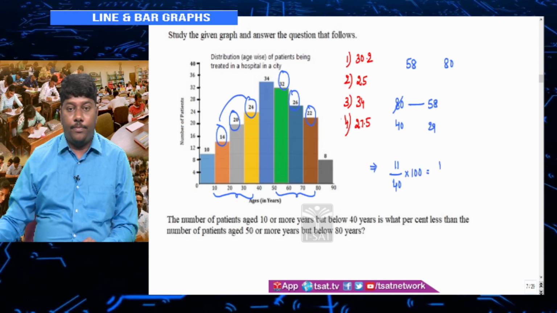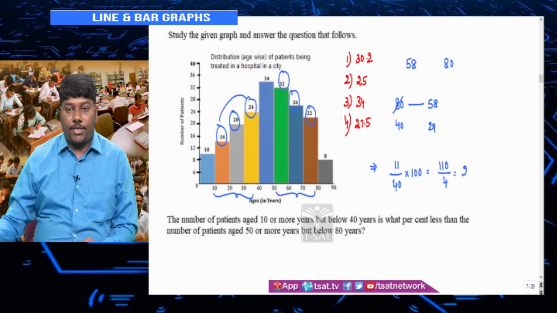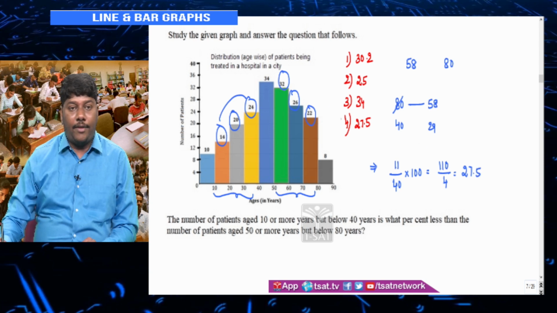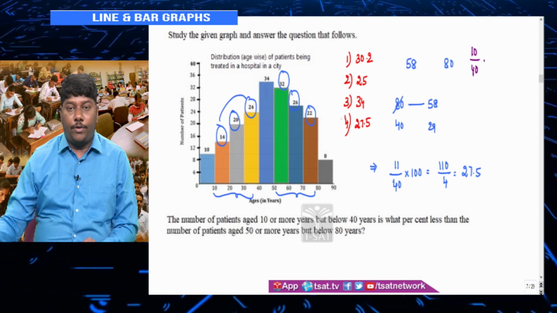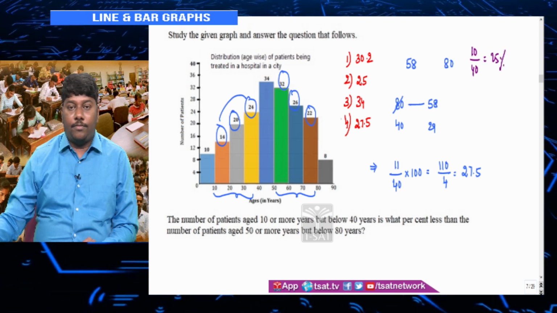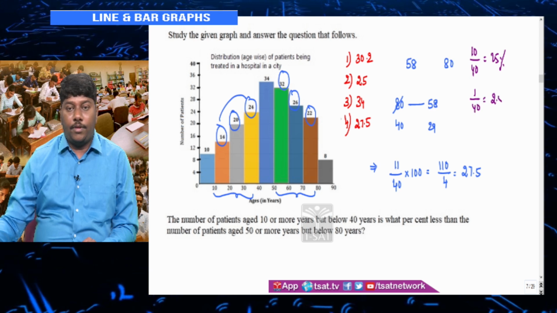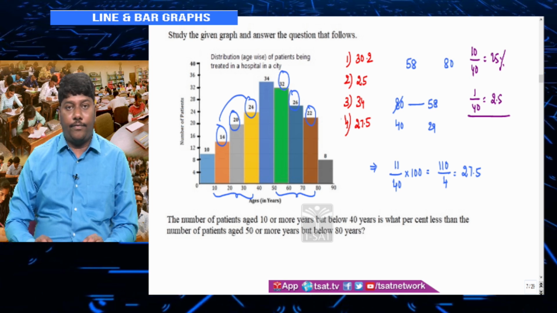0, 0 cancel. 110 by 4 is actually 27.5. Or else, if you know what 1 by 40 is, we all know 10 by 40 is 1 by 4, which is 25%. We know 1 by 40 is 2.5. Add them, you will get 11 by 40, which is 27.5.